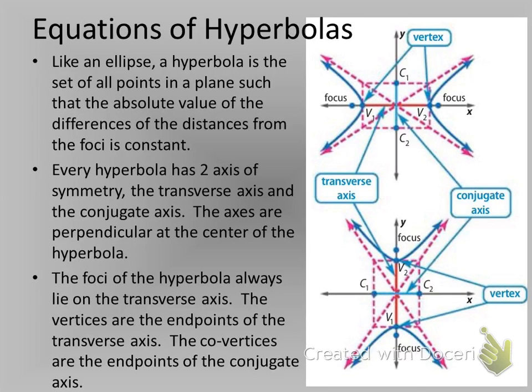Every hyperbola has two axes of symmetry: the transverse axis and the conjugate axis. I don't think you need to know which one is which. Transverse, I believe, goes towards your vertexes on both. Yeah, transverse goes towards your vertexes, conjugates go the other way. But if I'm not mistaken, you don't need to know that. Just like ellipses, the axes are perpendicular in the center.